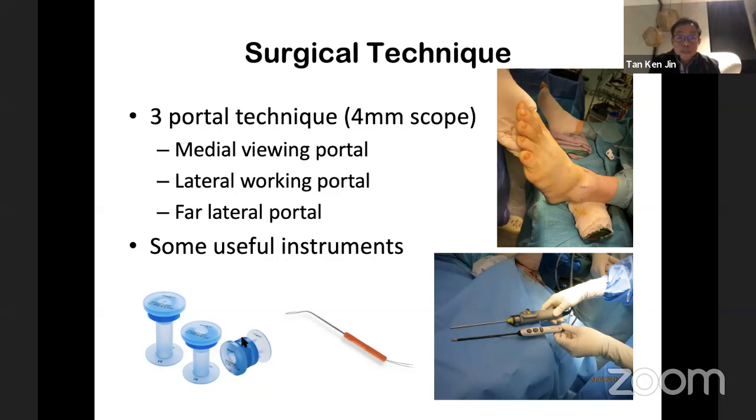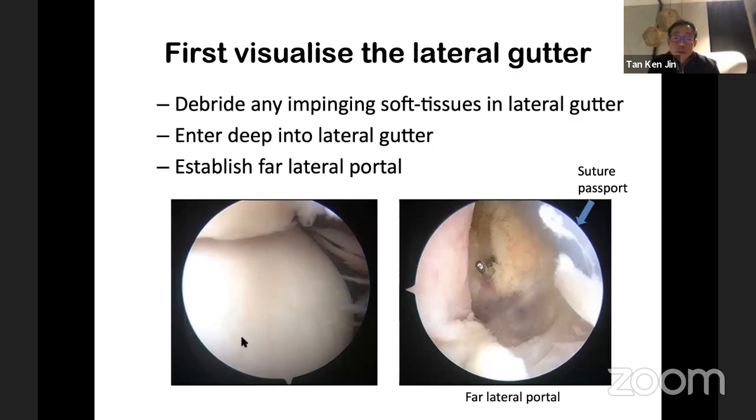When we enter the joint from the medial portal, that's a typical view that we get. The first thing you need to do is clear any scar tissue or synovitis in the lateral gutter. Then for this way of doing it, you advance your scope all the way across to the lateral side and peer deep down into the lateral gutter. Once you're there, you can establish your lateral portal as you see here. This is a far lateral portal and the view is from the medial portal. Over here, you see the suture passport, which is in the lateral portal. So that's all three portals.